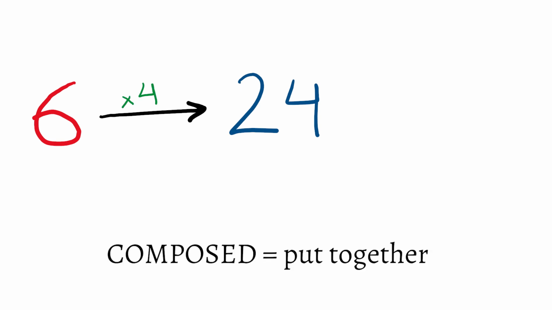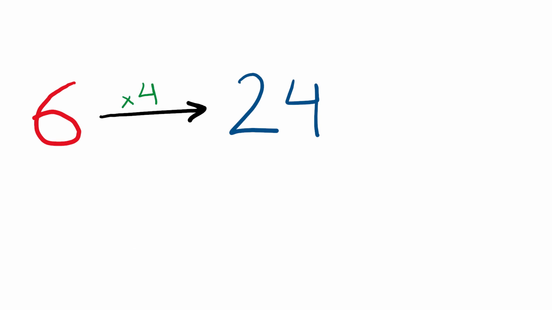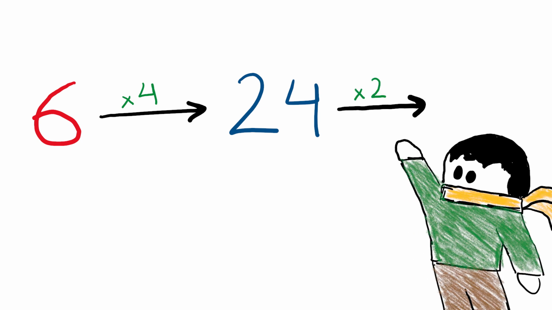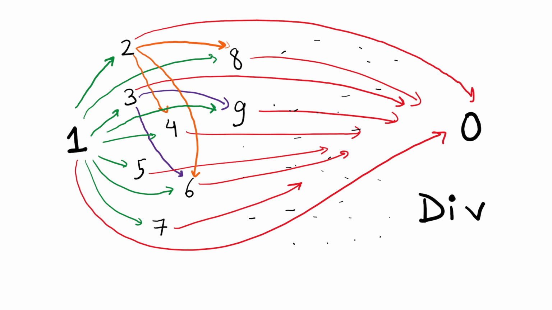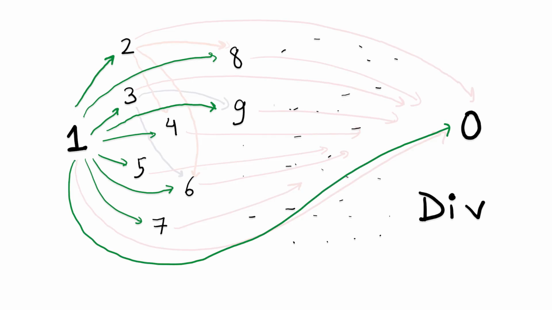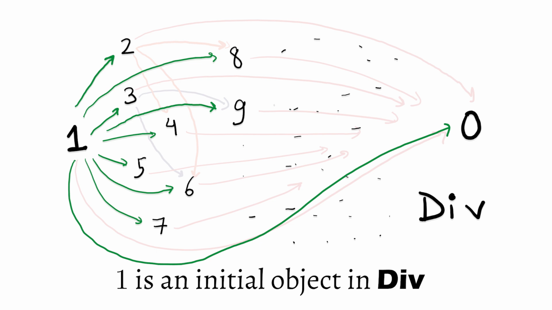Morphisms can also be composed, as in put together. 6 divides 24, which itself divides 48, and this can be written with a single morphism denoting 6 divides 48, where the label of this morphism is just the previous two labels multiplied. Throwing all the numbers down and putting arrows between them, we get a category which we nickname div out of affection. As 1 divides every number, there's an arrow from 1 to every number. An object with morphisms to every other object is called an initial object.